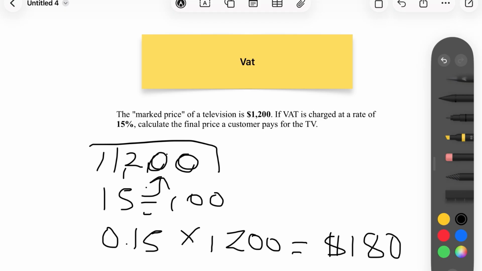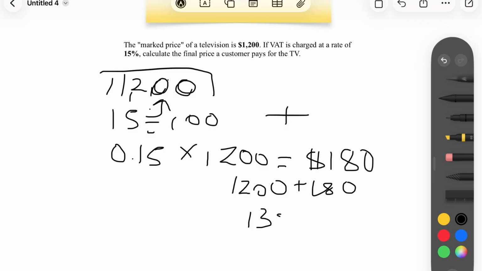Now, when we're doing discounts, normally after we get this price, we subtract it from this to get our discounted price. But since we're not doing discount, we're doing VAT, which is basically tax, which is money being added to your purchase, we're now going to add it. So it's going to be 1,200 plus 180, which will give us 1,380. And this would be our answer.